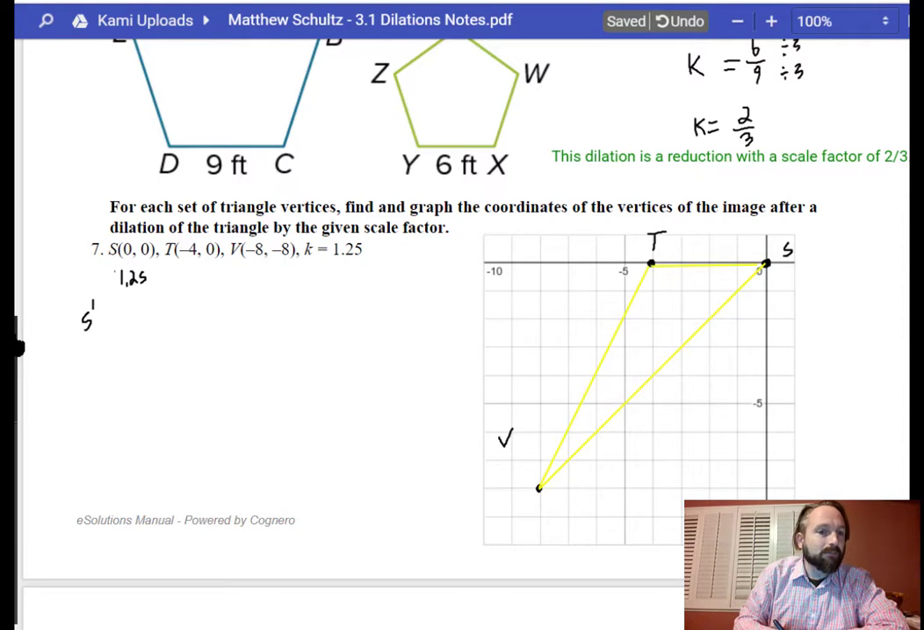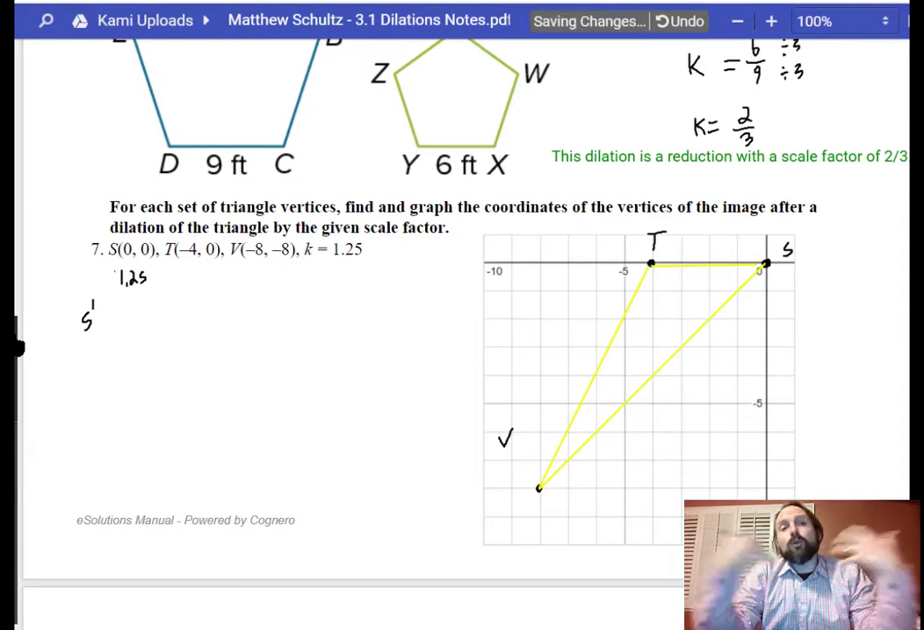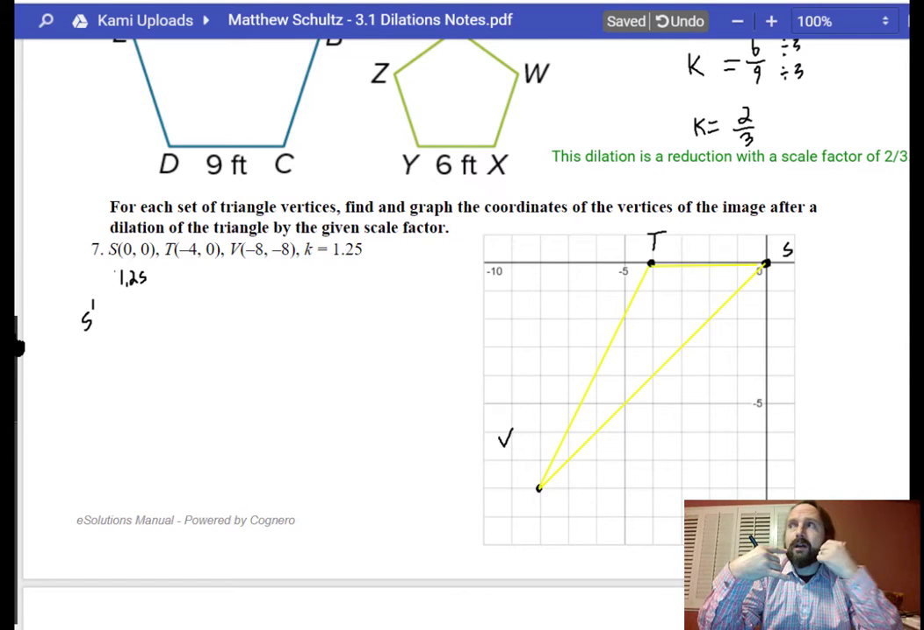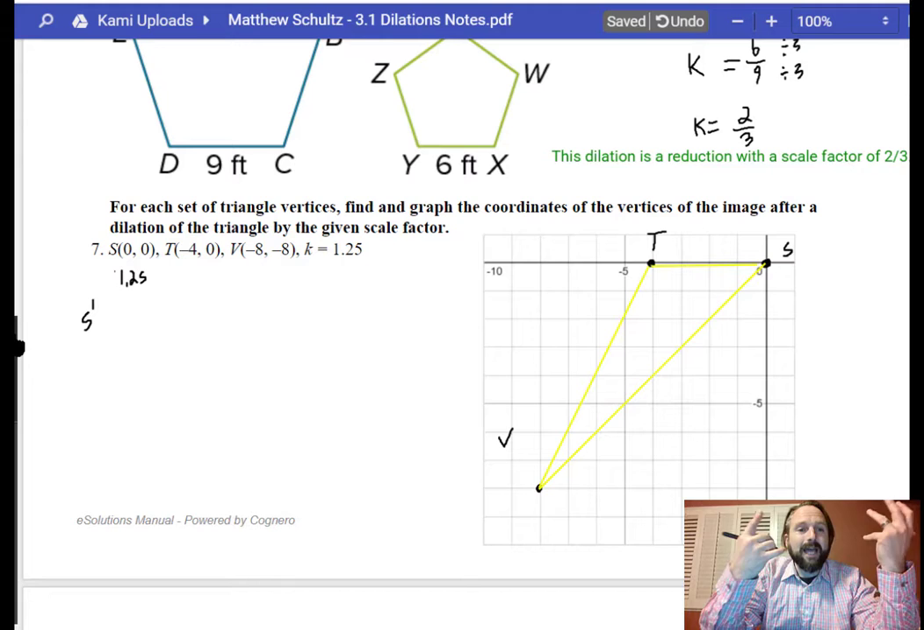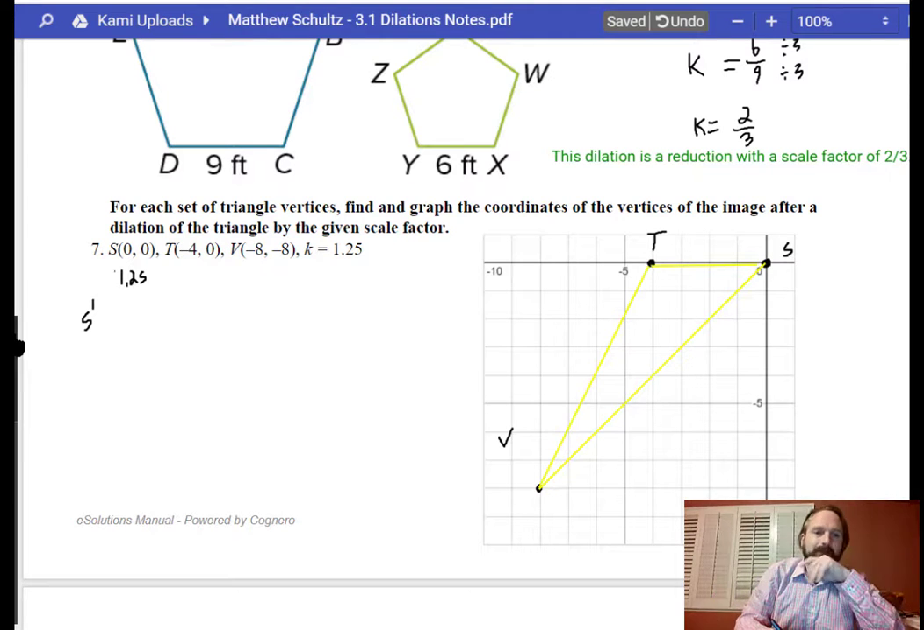So S prime. That's what we say. The new point is going to be called S prime, S with a little hash mark right here. That's the new transformation. In this case, the transformation is a dilation. So it's going to be 0, 0.